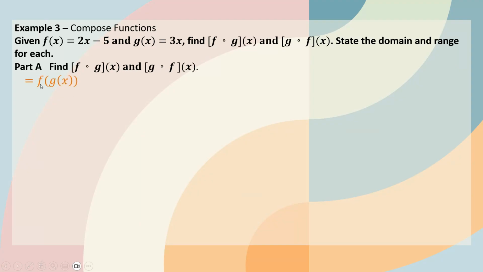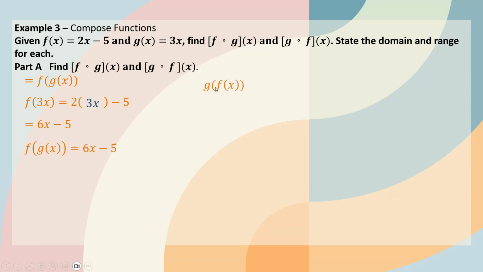So that means the input will be the g of x function into f. All right, so what I like to do is start with my f function, which is 2x minus 5. I know I'm going to be replacing x with something, so first I replace x with parentheses, and then inside the parentheses I put my g of x function, which is 3x. And then simplifying that, 2 times 3x is 6x minus 5.